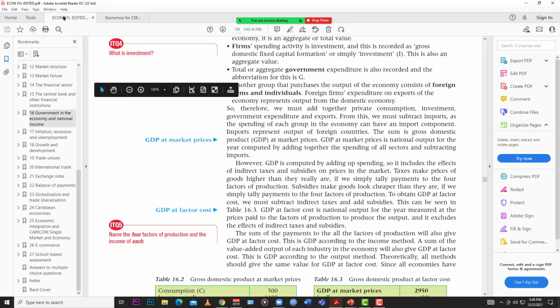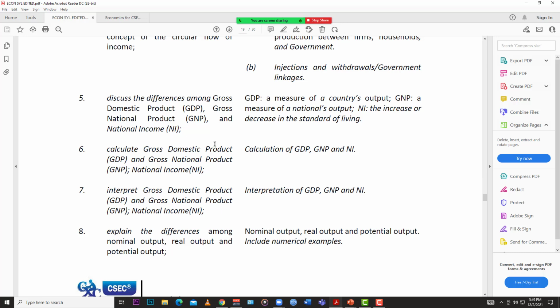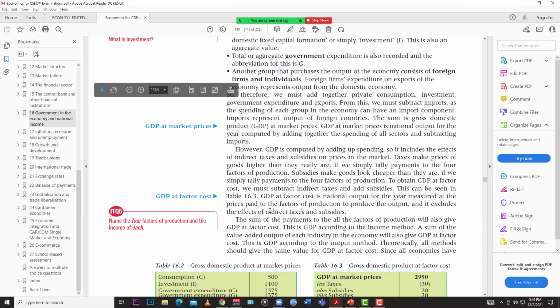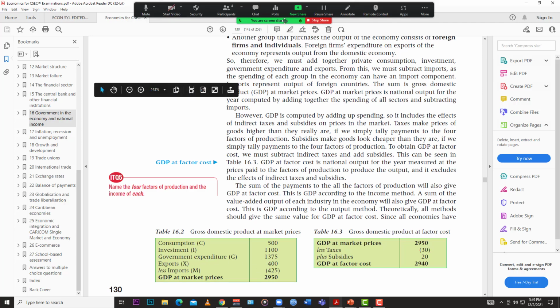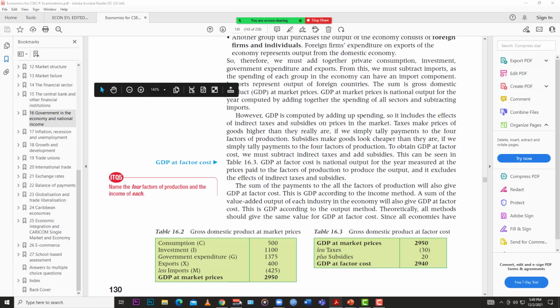Now they ask us to calculate gross domestic product, gross national product and national income. And so we would have already started looking at how we calculate these. Remember? So it's right here. It's C plus I plus G plus X minus M, and the answer would be our GDP. That's just it. The answer is our GDP.